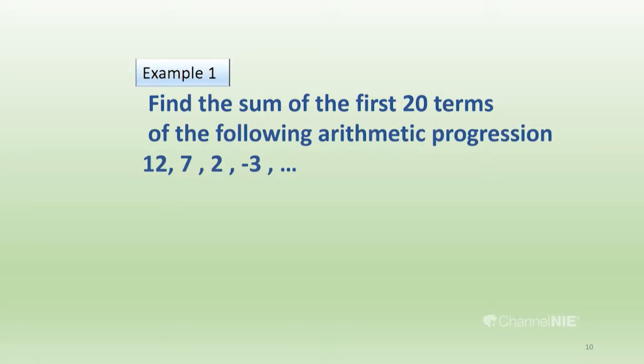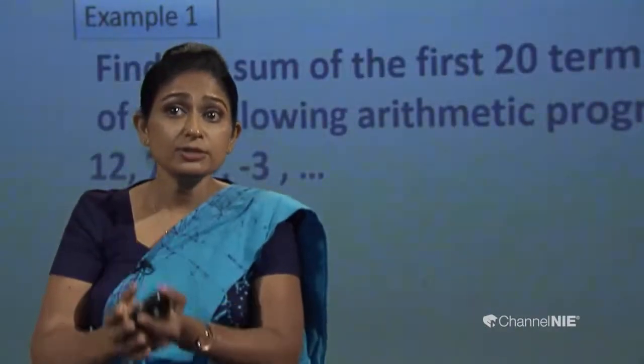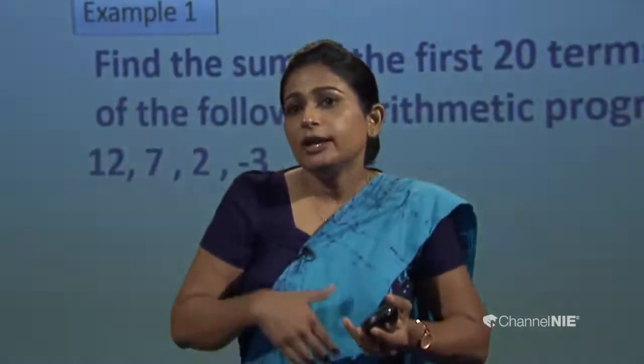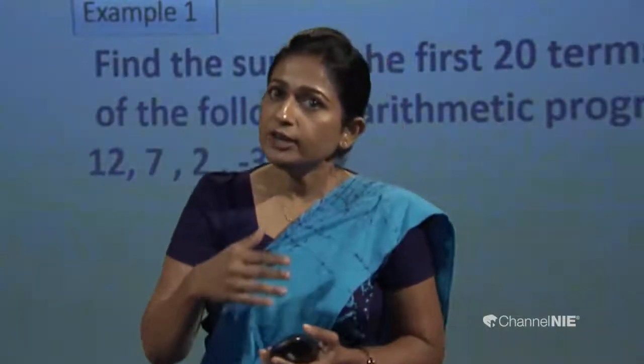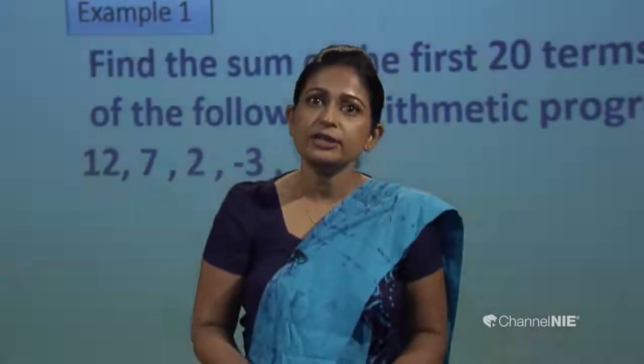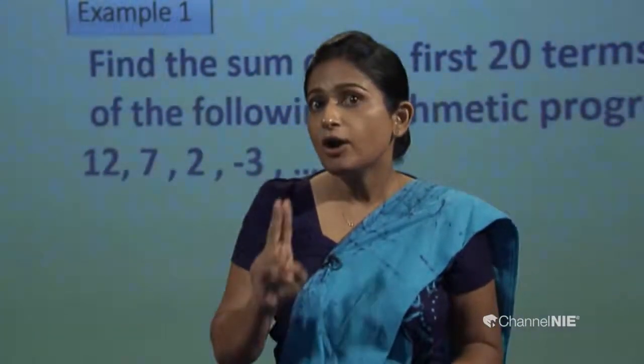So, we have to write the given data first. What are the given data here? By looking at the progression, 12 is the first term. Then we have to find the common difference, because we have to find the sum of the first 20 terms. When finding the sum of the first 20 terms, you may use one formula among those 2 formulae. If you like to use the first formula, you should find the last term. If you like to use the second formula, you should find the common difference. Here I am going to do this sum using both formulae.